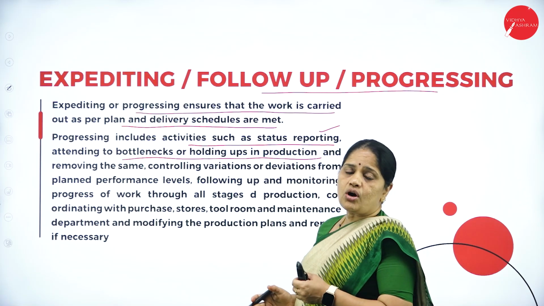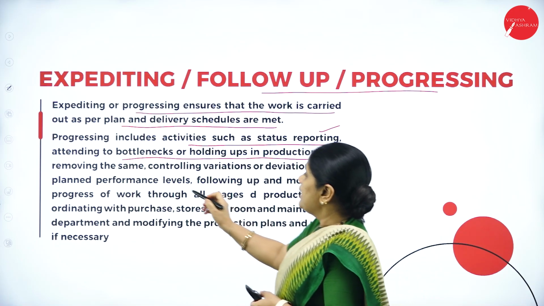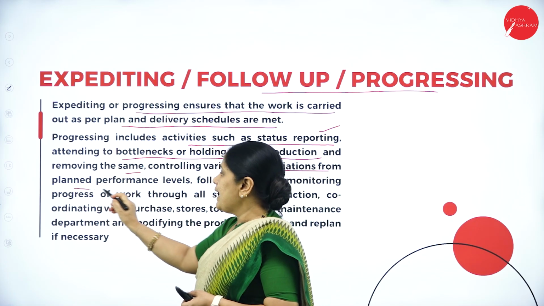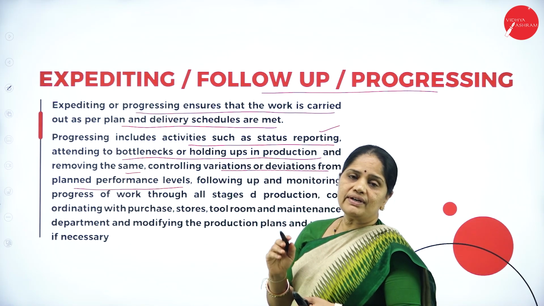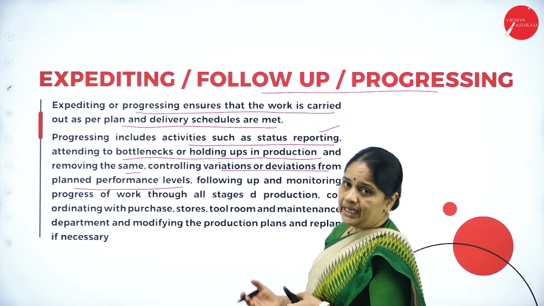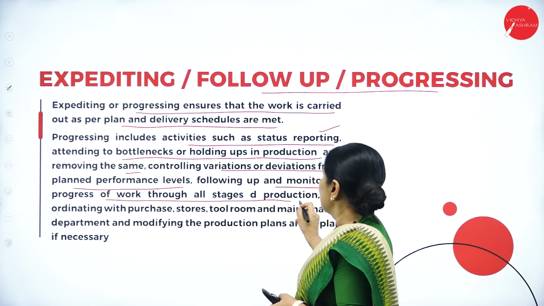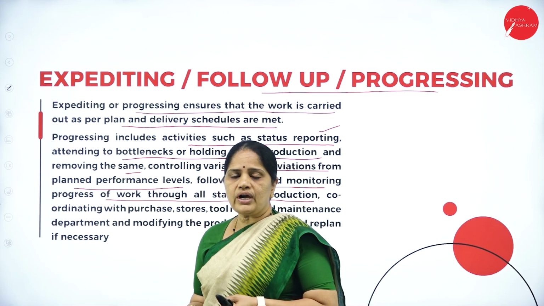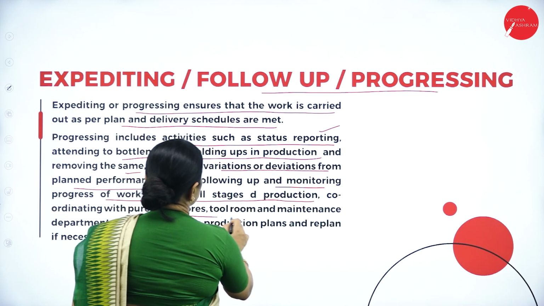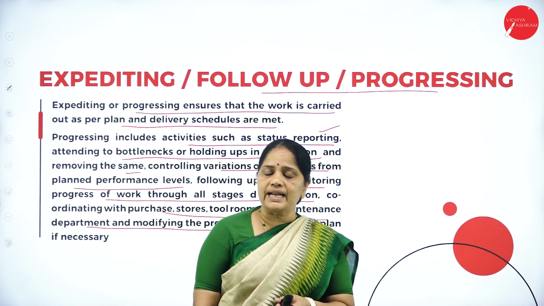So, if there is any stoppage in production, they have to try to attend to it as fast as possible and remove it, controlling variations or deviations from the planned performance levels. So, any variations or deviations from the plan have to be controlled, following up and monitoring the progress of work through all stages of production. So, you have to monitor the work through all stages of production, coordinating with purchase, stores, tool room and maintenance, and modifying the production plans and replan.